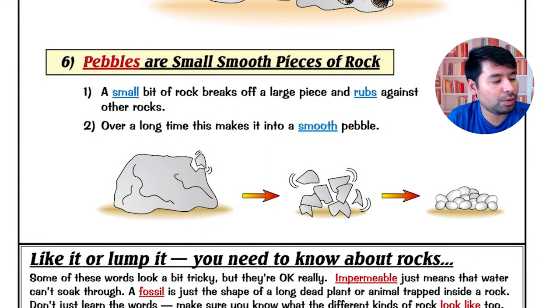Pebbles are small, smooth pieces of rock. That's what we call pebbles, okay? A small bit of rock breaks off a large piece and rubs against other rocks, right? So again, a small bit of rock breaks off a large piece and rubs against other rocks.